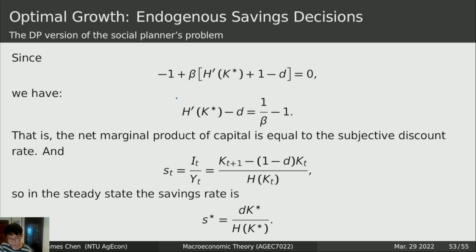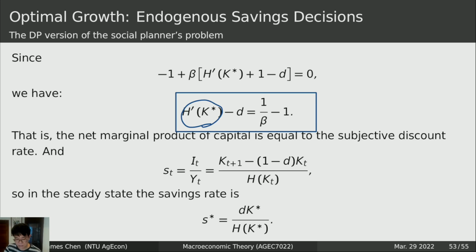Okay, why do I write this? I mean, there are two reasons. The first thing is I want the h function to stand out. The second thing is that what I write here makes sense. What is h prime of k star? That's the marginal product of capital in the steady state, but the capital also gets depreciated, right? So there's a d term here. So we call it the net marginal product of capital.